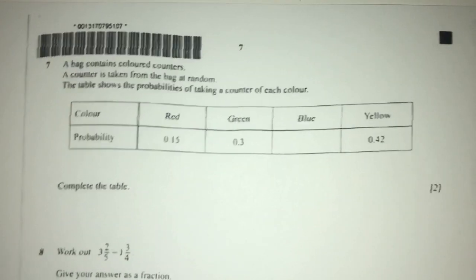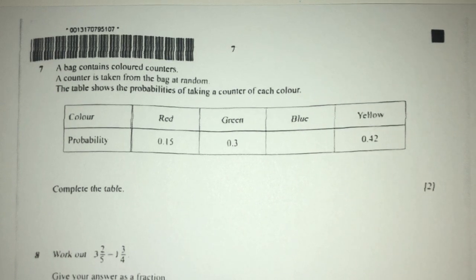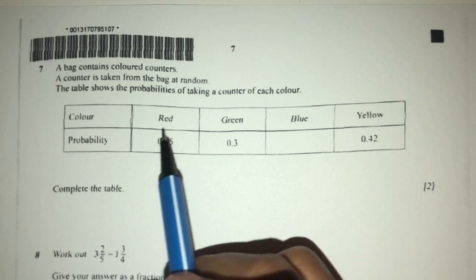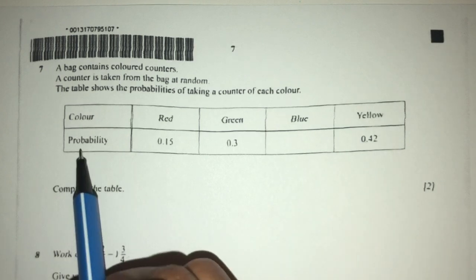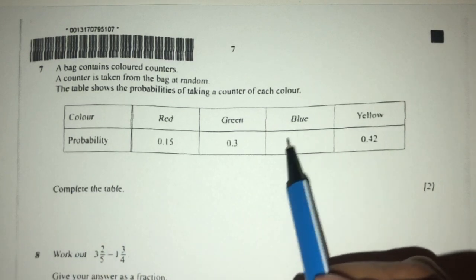Okay, so let's move on to question number 7. A bag contains colored counters. A counter is taken from the bag at random. The table shows the chance of taking a counter of each color. Now, we have red, green, blue, and yellow. The chance we have this, this, and this. We have to find this one.